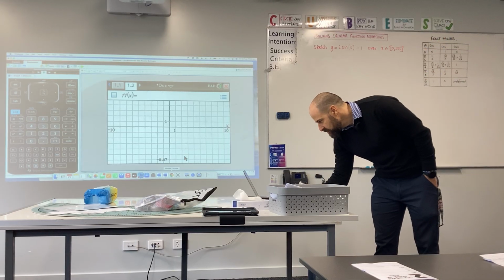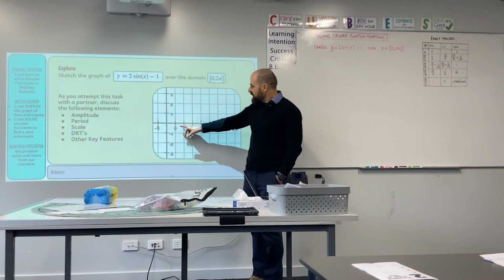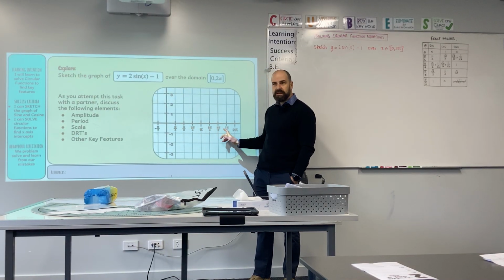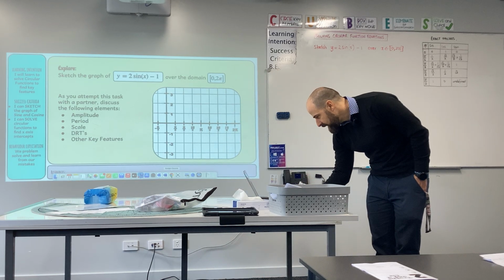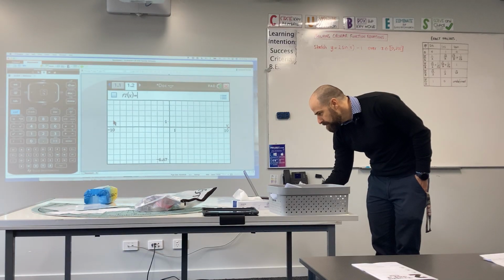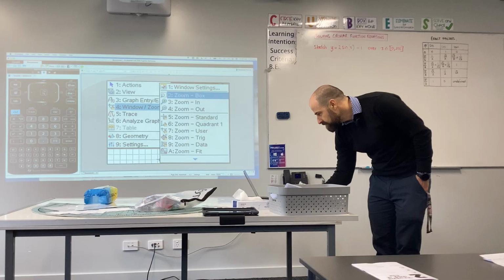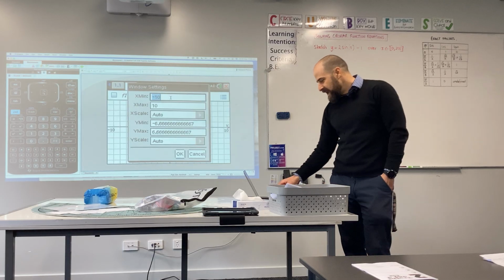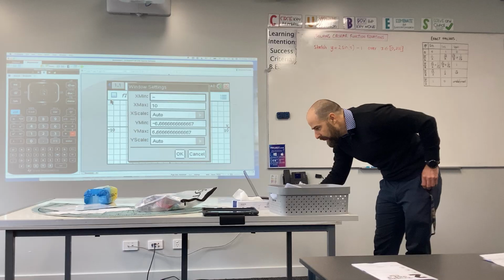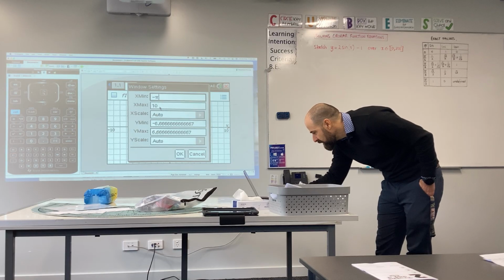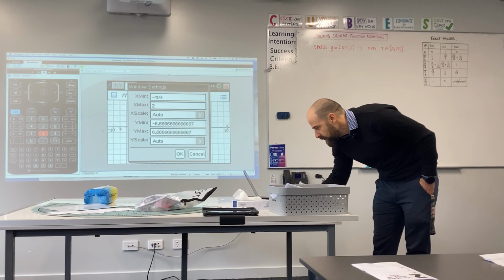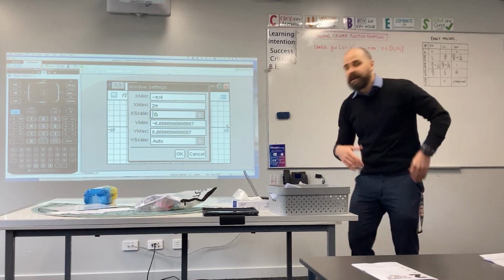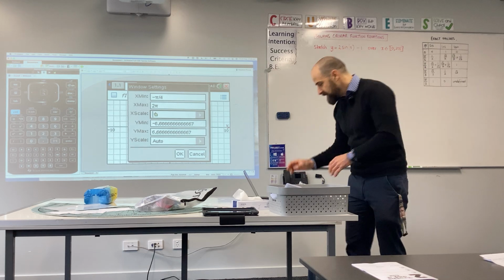Then I told you to sketch the graph with this grid here. So it's going up by pi on 4s, isn't it? We can set my axes to have the same thing. So I'm going to go back to my calculator. Menu, window zoom, window settings. My minimum x value was negative pi over 4. My maximum x value was 2 pi. My scale, the scale is how far apart every little grid line is. That was pi on 4 as well.